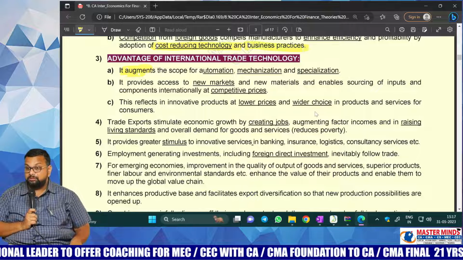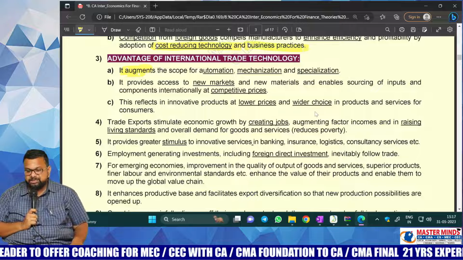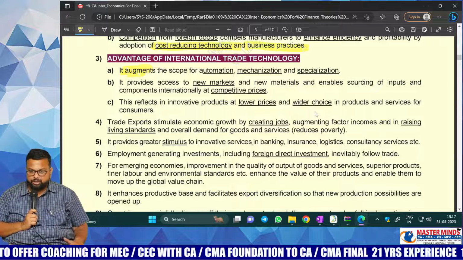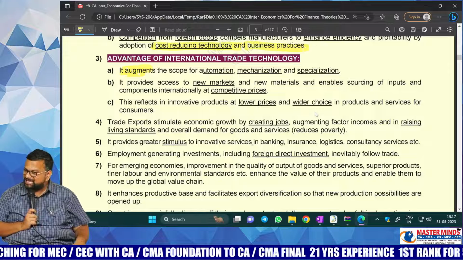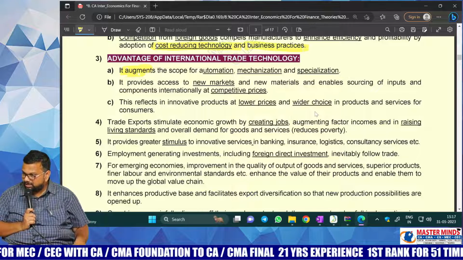Okay. So because of international trade, what is happening? People are expecting to have high standard products. So when people start consuming high standard products, automatically standard of living will increase.